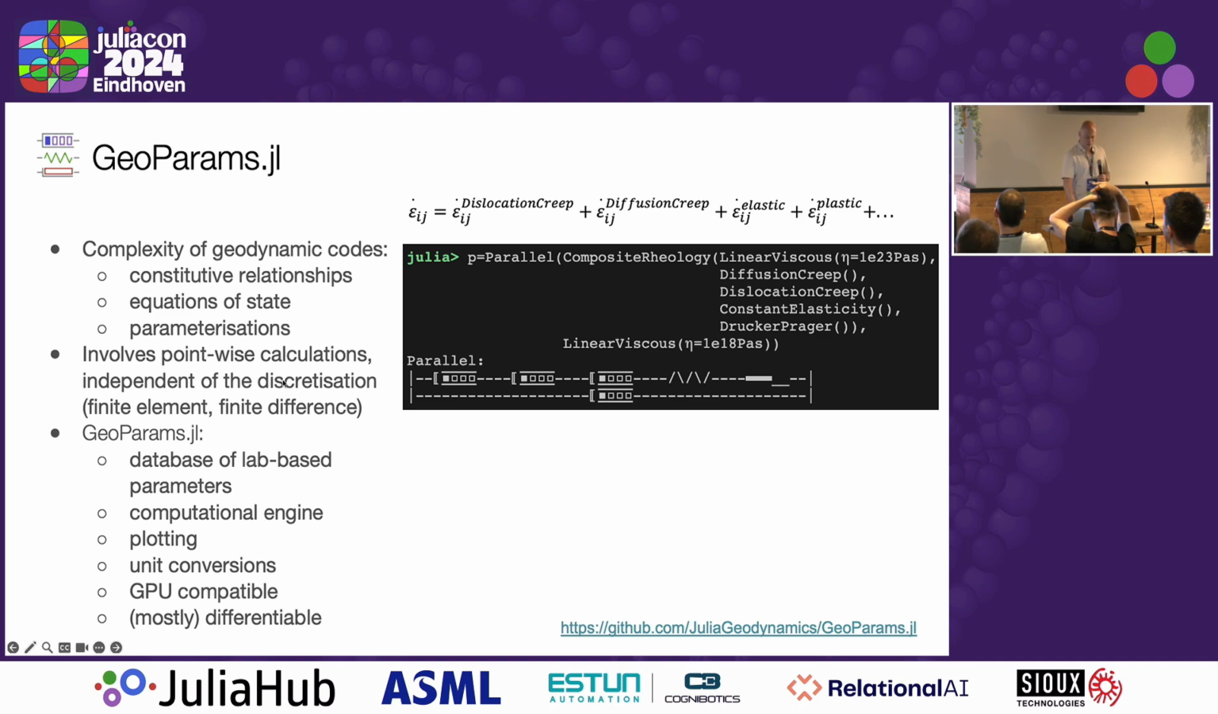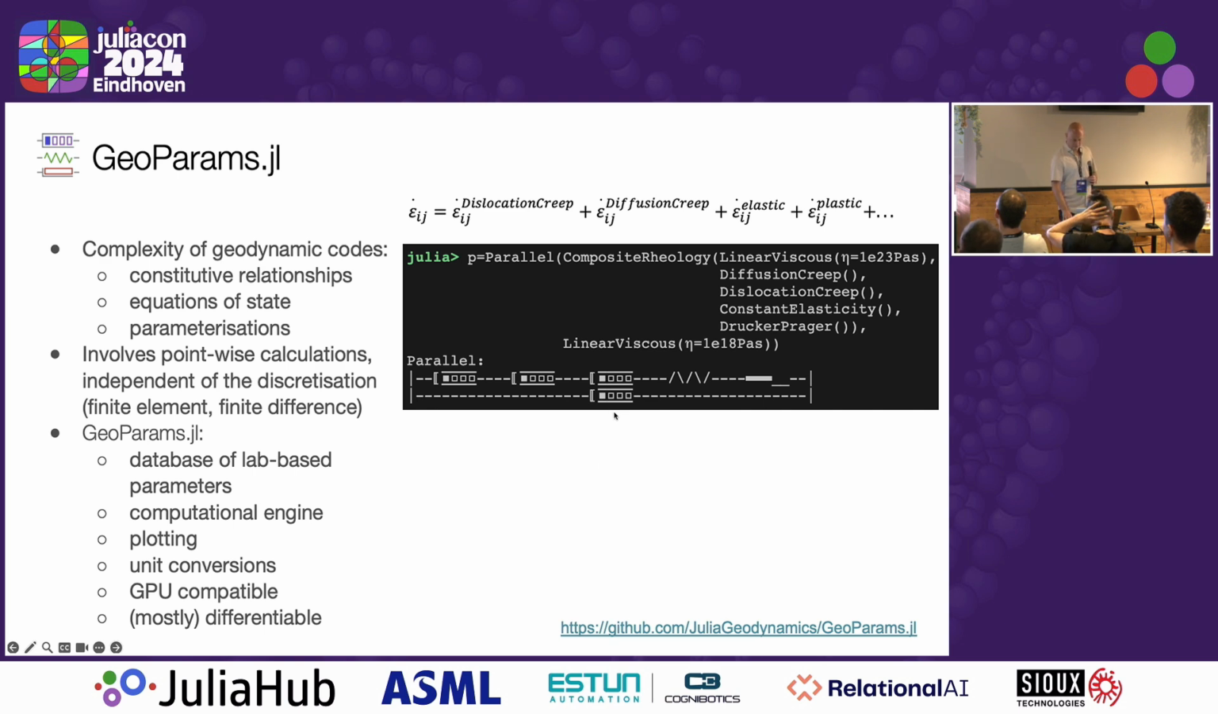So the idea of the package is therefore to create a database of lab-based parameters. It takes quite a bit of time to collect all of that. It provides a computational engine. It provides plotting routines, unit conversions. It's GPU compatible, and it's differentiable, and it allows you to set up a complicated constitutive relationship like written here, simply on the command line, and then you get a little graph of how this looks in principle, and you can extend this at will.